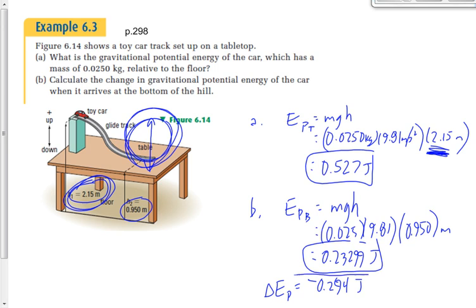Why negative? Energy is a scalar, by the way. There's no direction associated with it. So what does that negative mean? Doesn't mean left or down. Yeah, it means we lost energy. Okay, the final minus the initial, 0.2329, subtract 0.527. We've lost energy. The change in energy will be negative, right?